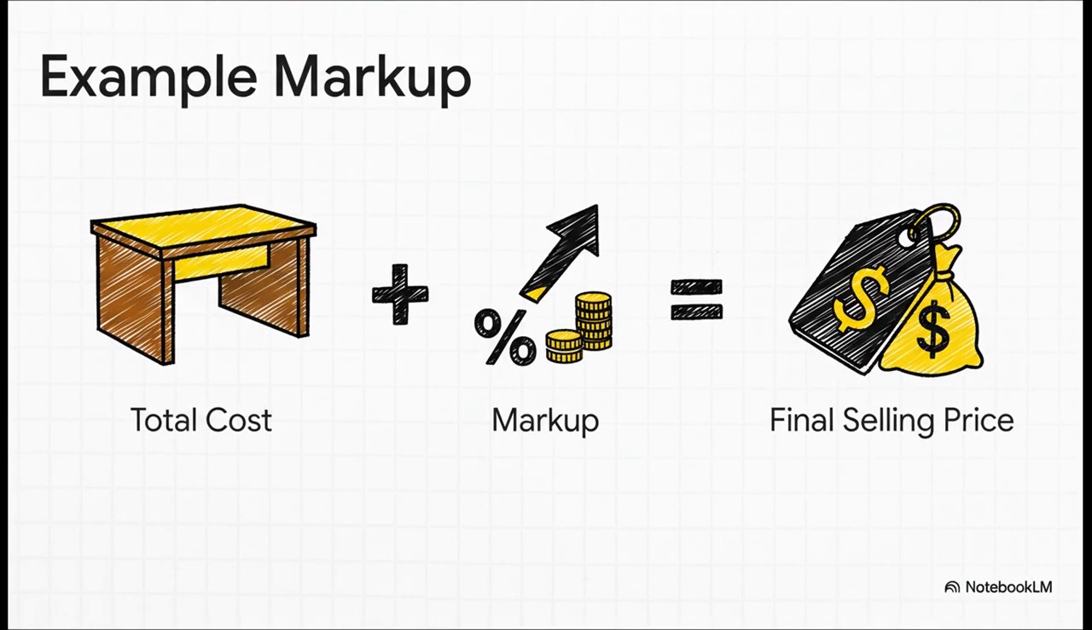So let's say after all of our calculations, we figure out a custom desk costs $250 to make. If the business wants to make a 30% profit on its costs, it just calculates 30% of $250, which is R75. Add that right on top of the cost, and you get your final selling price, R325.